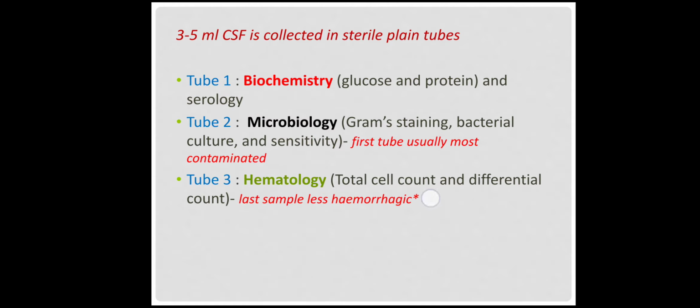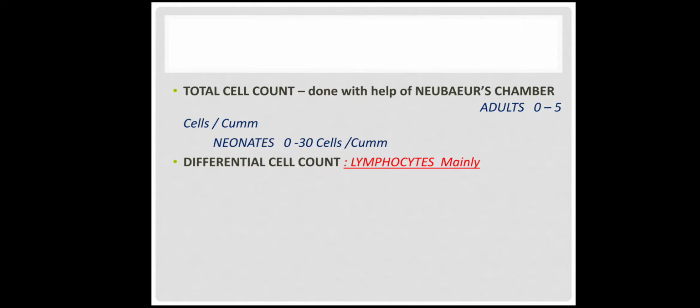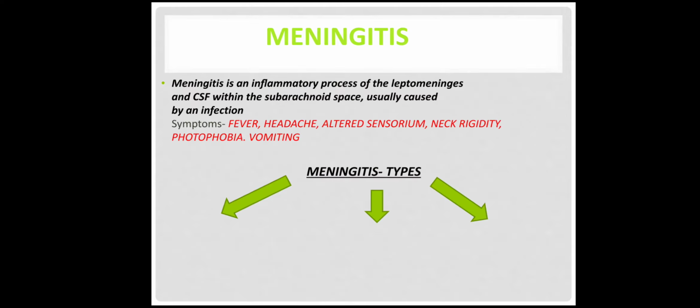Now total cell count is done with the help of Neubauer's chamber, and the total count in case of adults is 0 to 5 cells per cubic millimeter, while in neonates it is 0 to 30 cells per cubic millimeter. In the differential cell count of CSF, normally lymphocytes are seen as the predominant cell type.